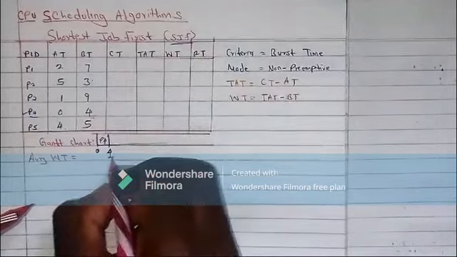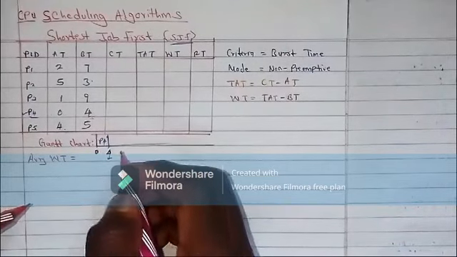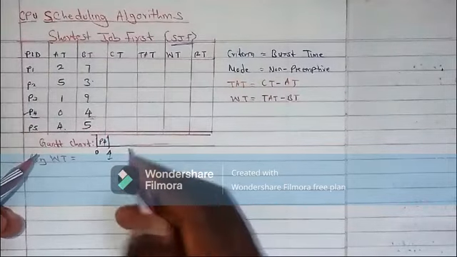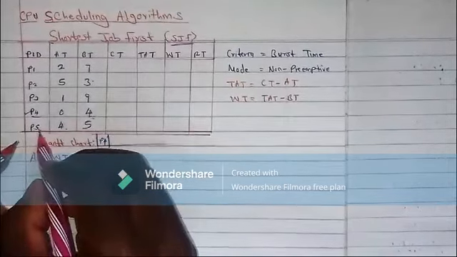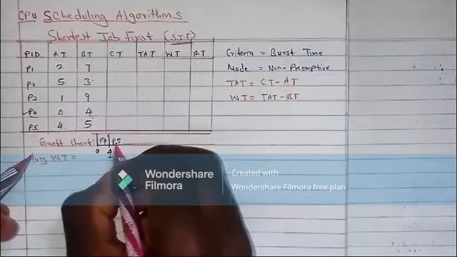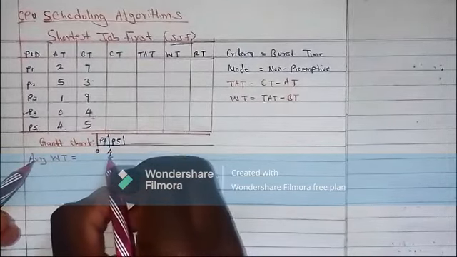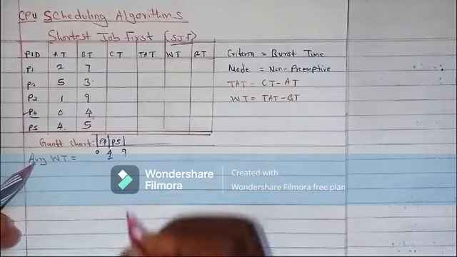Now P4 is already executed. At time 4, you come back to the Gantt chart and check which process has already arrived at the CPU. At time 4 we have P5. P5 is allocated with a burst time of 5. Now you add 5 plus 4, you get 9.